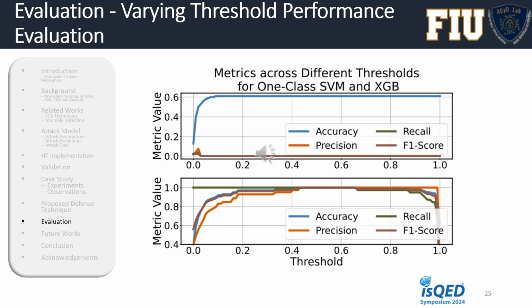SVM, as you can see, had a pretty bad F1 score, pretty bad precision, and a bad recall, although it had good accuracy. But the XGBoost really stood out because all four of its values, the accuracy, precision, recall, and F1 score, were within acceptable ranges at different thresholds. So this is one of the decisions why we chose XGBoost as our classification module.